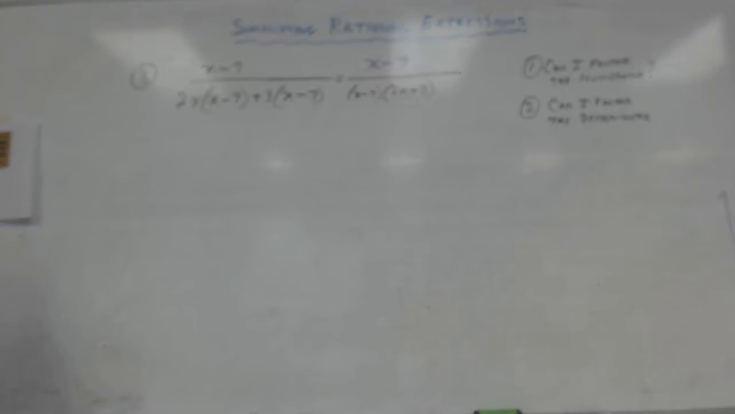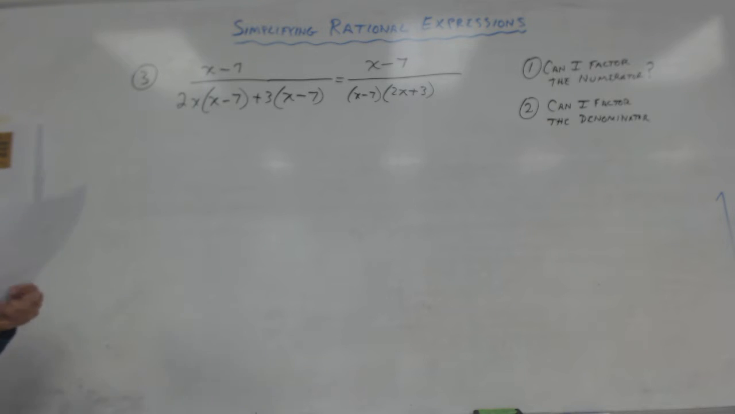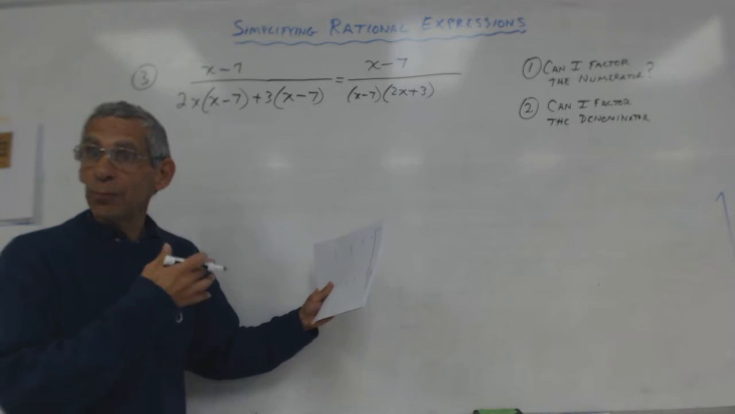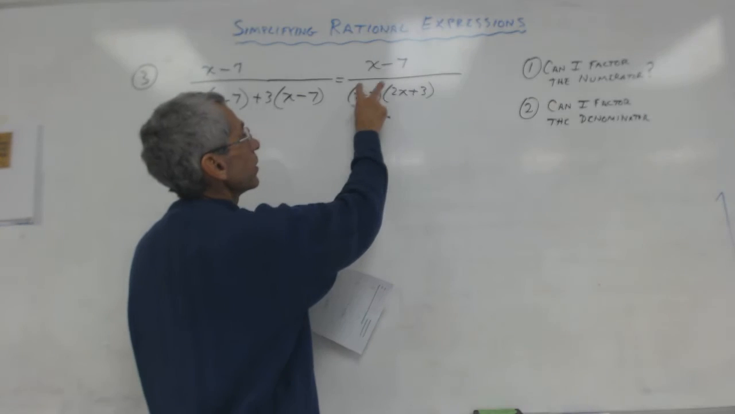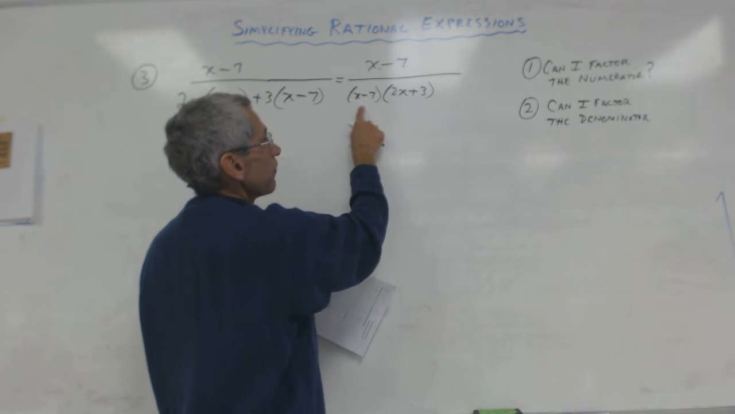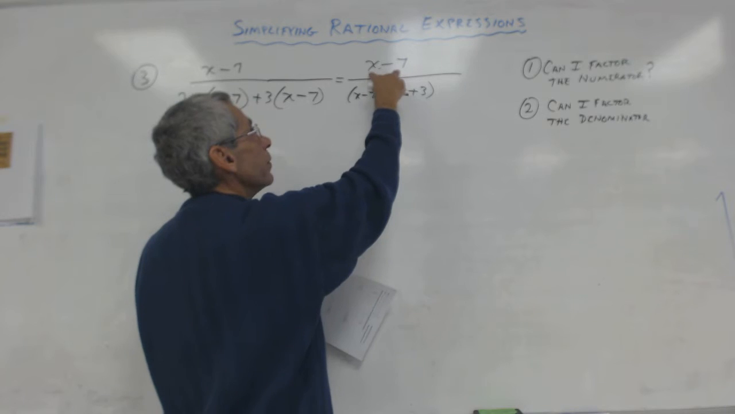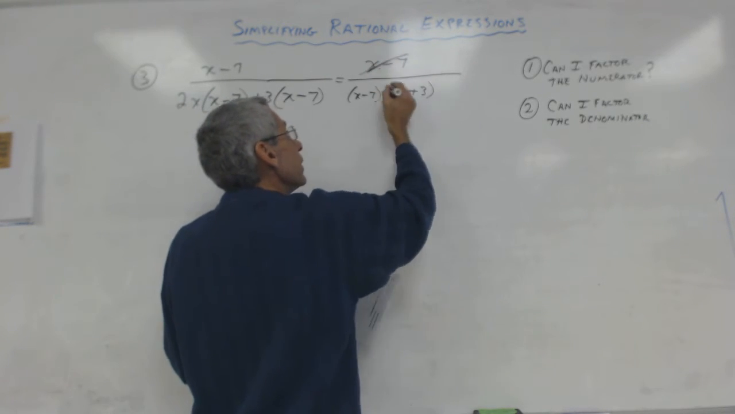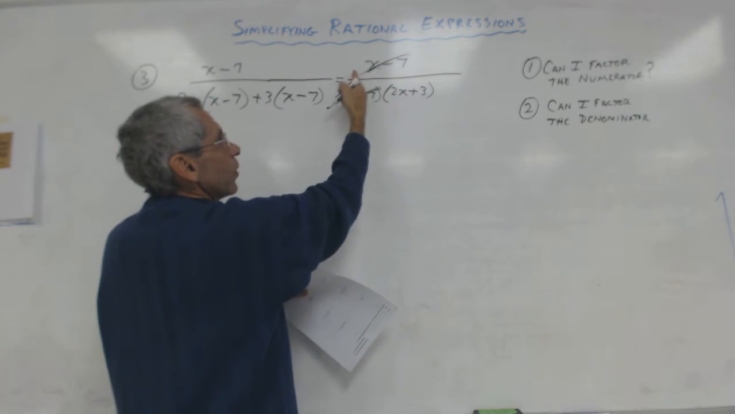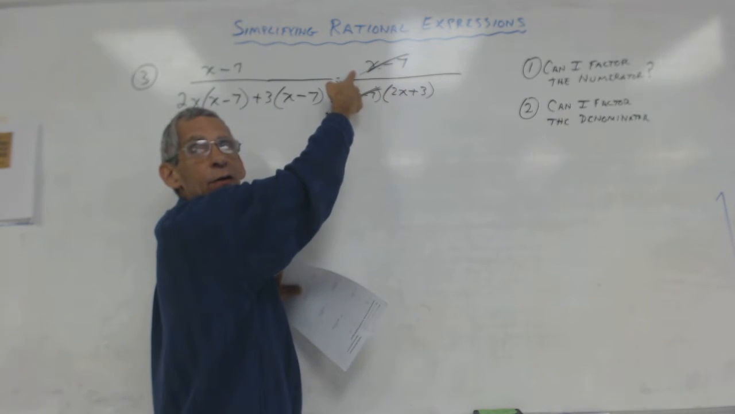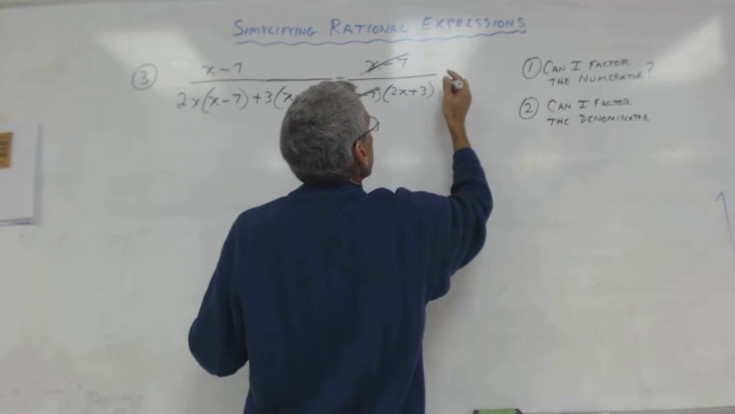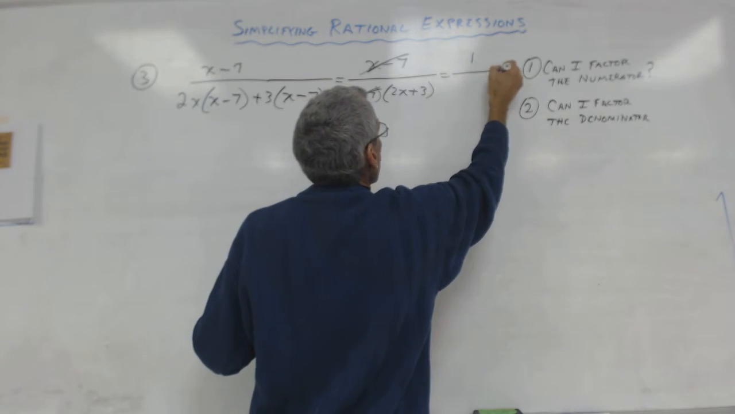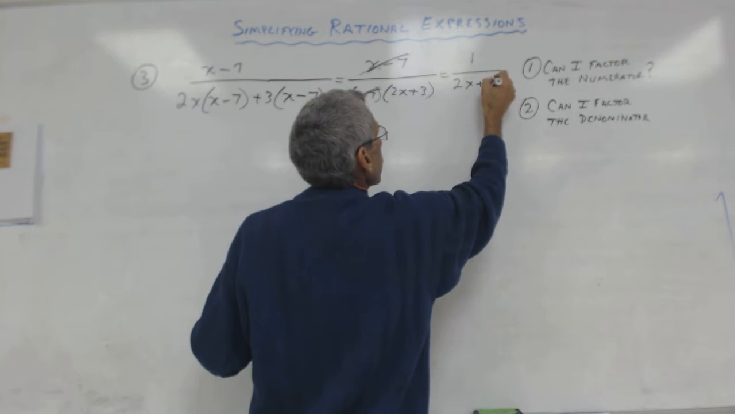Yeah, okay. And now Maddie, do you see anything that's the same upstairs and downstairs? There's an x minus 7. It's a binomial, but it's okay, as long as this is a factor. It's this blob times this blob, and this is the same blob as this one. So I'm going to cross out this blob and this blob. What do I have to leave up here though? A 1. So my final answer equals 1 over 2x plus 3.